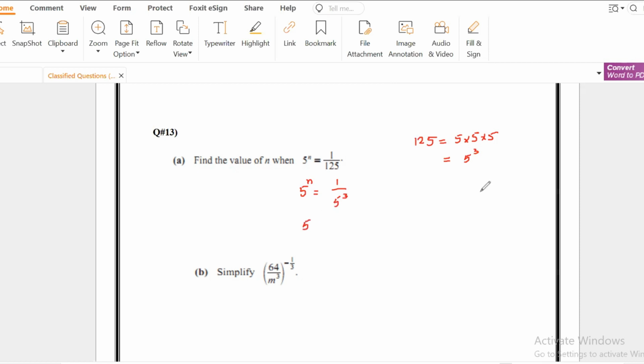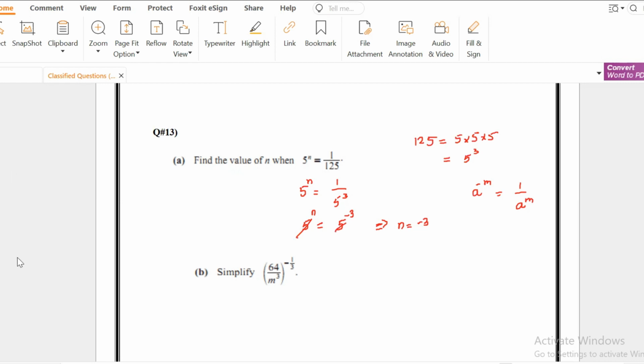And next step, we have one more rule: a power negative m we can change into the fraction 1 over a power m. Either you can say 1 over a power m, once you bring it up, it will change into a negative power. So 5 power n is 5 power negative 3. Once the bases are the same, we will say directly n is equal to minus 3.